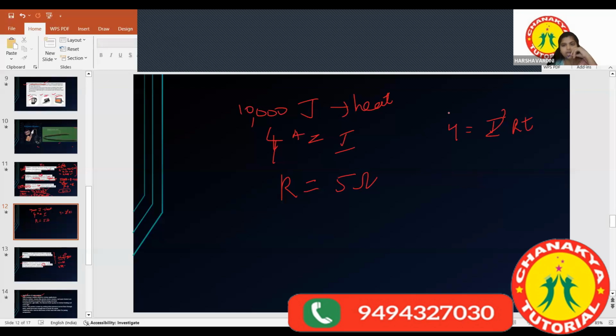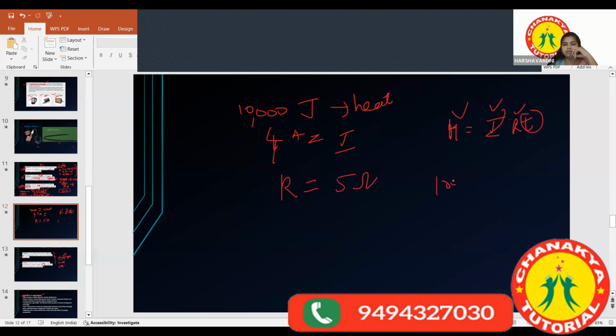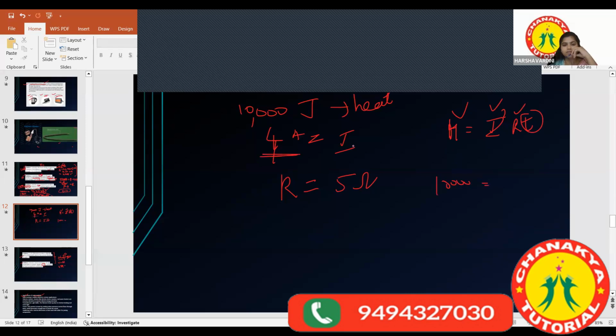In this formula, listen very carefully. H is given, I is given, R is given. We have to find T. So H is 10,000, which is equal to I square. I is 4, so we have to square it: 4 4s are 16. Only I is given, but as per the formula, it's I square.